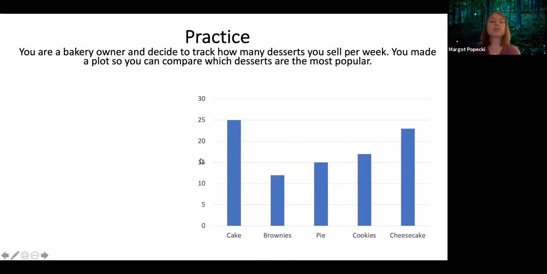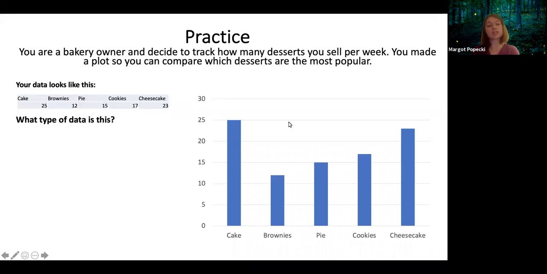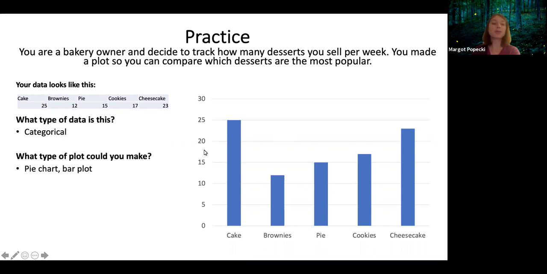So let's quickly do some practice. Imagine you are a bakery owner and decide to track how many desserts you sell per week. You made this plot so you can compare which desserts are most popular. Your data looks like this. What type of data is it? Well, I would say it's categorical because each of these desserts fits into a group or category. What type of plot could you make? Well, you could make a bar plot, but you could also make a pie chart.